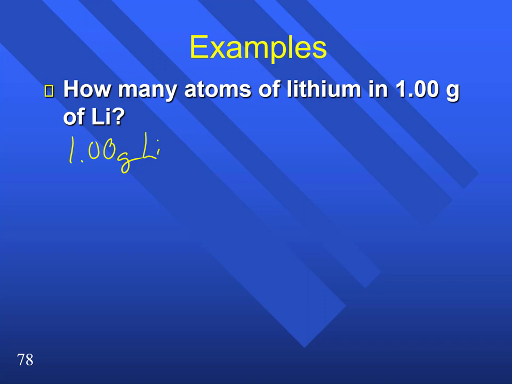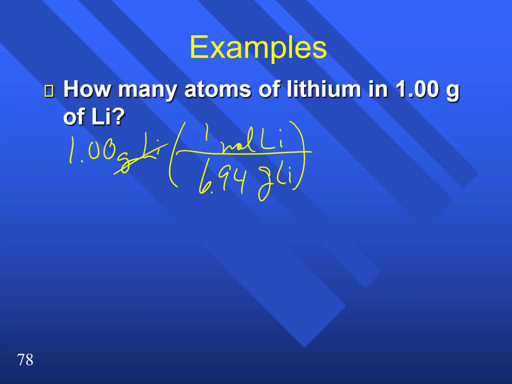So I write down what they gave me. The unit I want to get rid of is grams of lithium. It has to go on the bottom. Grams of lithium I can turn into moles of lithium, because 1 mole is 6.94 grams. I was right, but I doubted myself, I think.